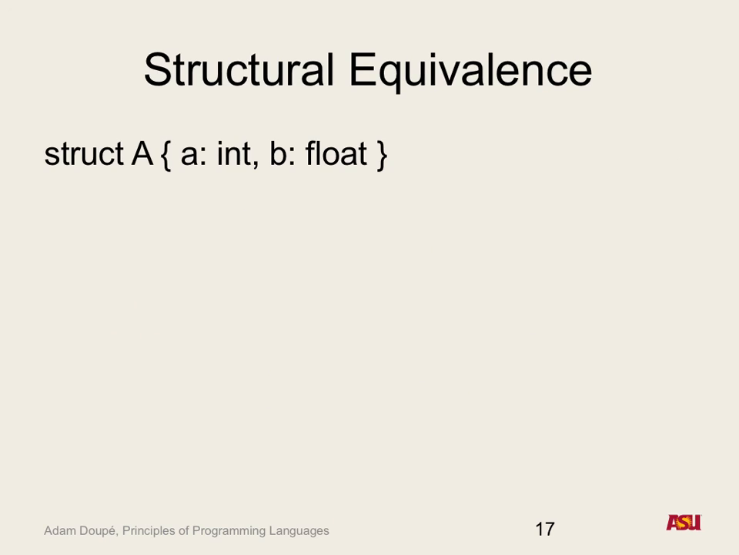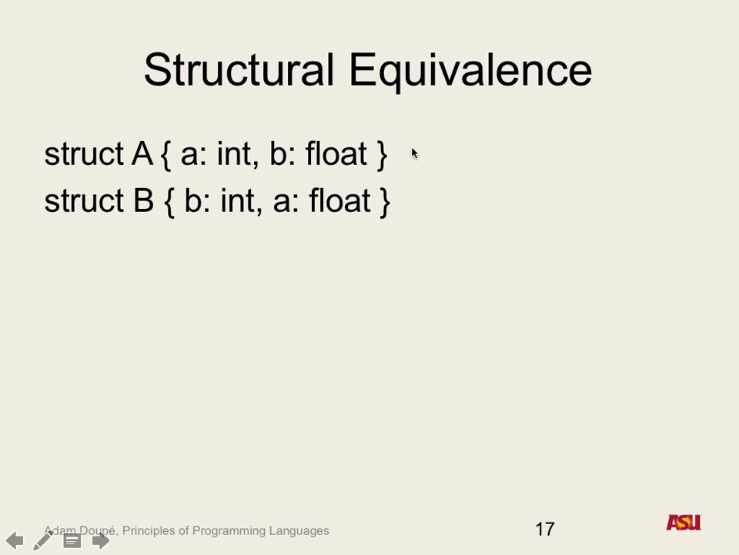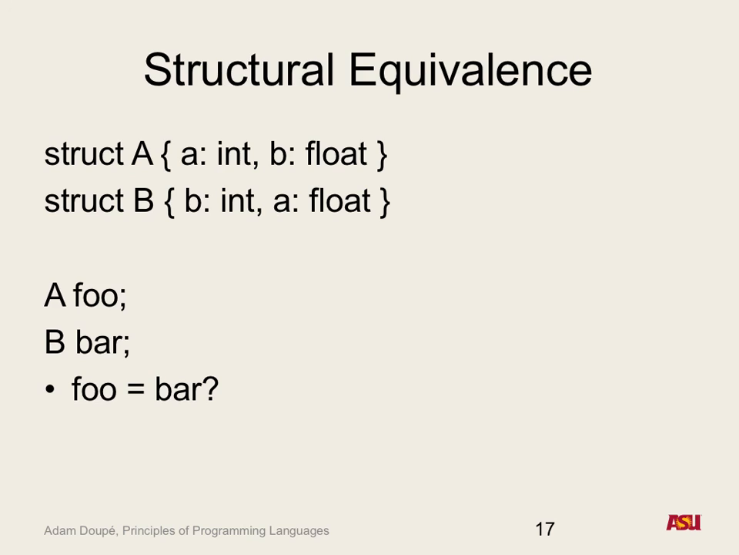Cool. So we can have structure A, which has a field a that's an int and a field b which is a float. We can have a structure B, which has a field b that's an int and a field a which is a float. If I have foo, which is of type A, and bar, which is of type B, can I set foo equal to bar based on structural equivalence? Yes. Could I do it based on name equivalence? Or internal name equivalence? No. Why, in both cases?